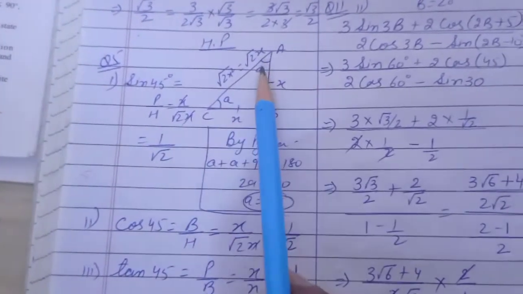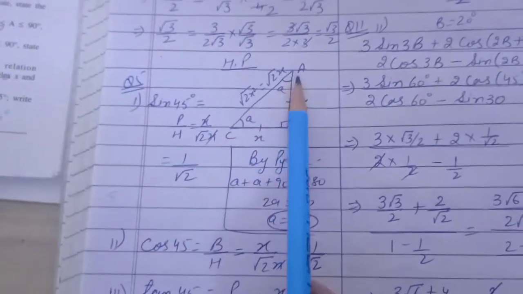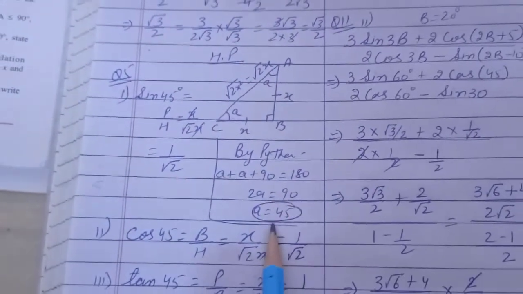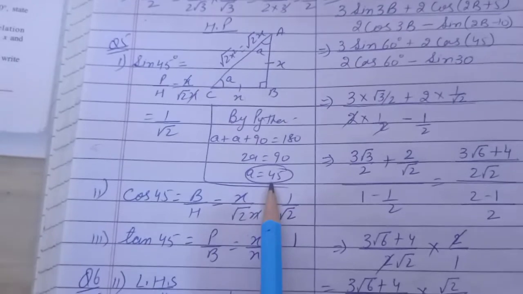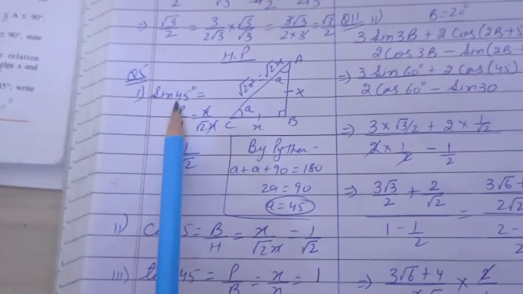As the two sides are the same, these two angles will also be equal. Now, we can find the value of angle A using the angle sum property. Using the angle sum property, we can say that A is equal to 45 degree. Now, in the first part, you are asked to find the value of sine 45.